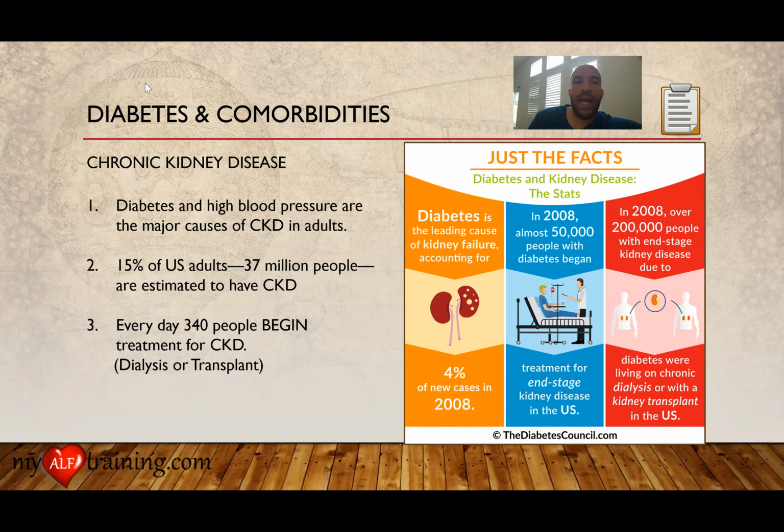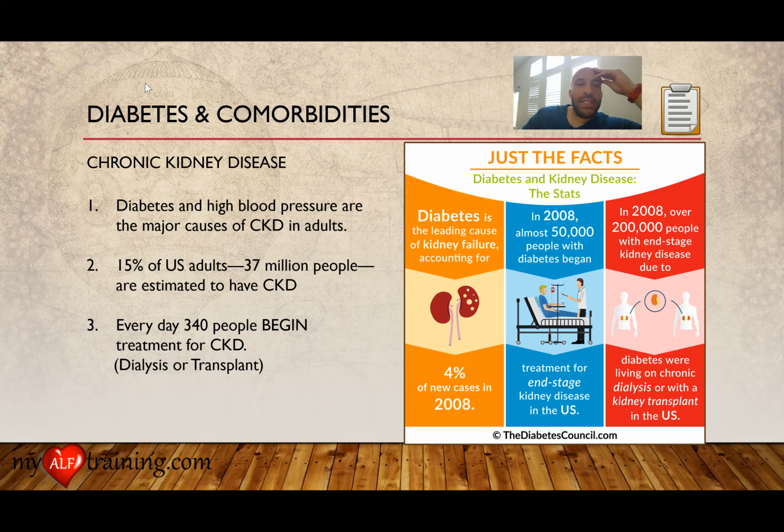Now, another comorbidity of diabetes is chronic kidney disease. This is something that many diabetics end up with, as diabetes is the leading cause of kidney failure. So not only do a lot of diabetics go through a stage of chronic kidney disease, it's the leading cause of kidney failure. So in the end, a lot of deaths are related to chronic kidney disease from patients with diabetes.